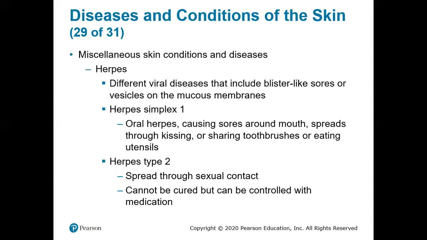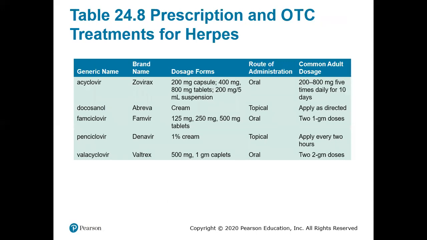Next, we'll look at herpes. There are different viral diseases that include blister-like sores or vesicles on mucous membranes. Herpes simplex 1 is oral herpes causing sores around the mouth, and spreads through kissing or sharing toothbrushes or eating utensils. Herpes type 2 is spread through sexual contact and cannot be cured, but can be controlled with medication. Table 24.8 on page 372 details prescription and over-the-counter treatments for herpes.